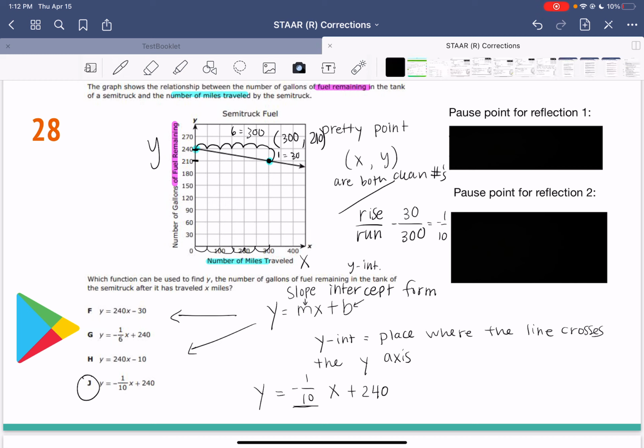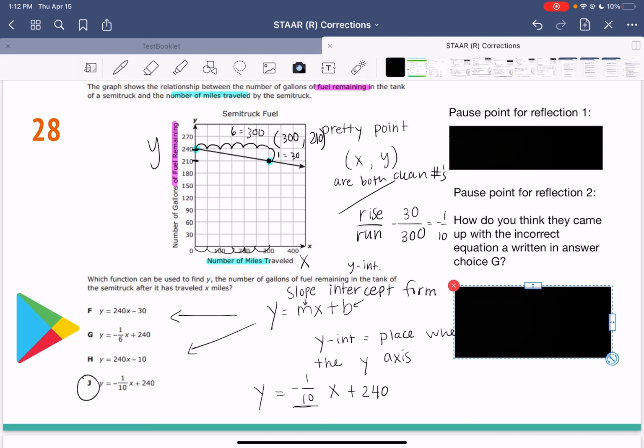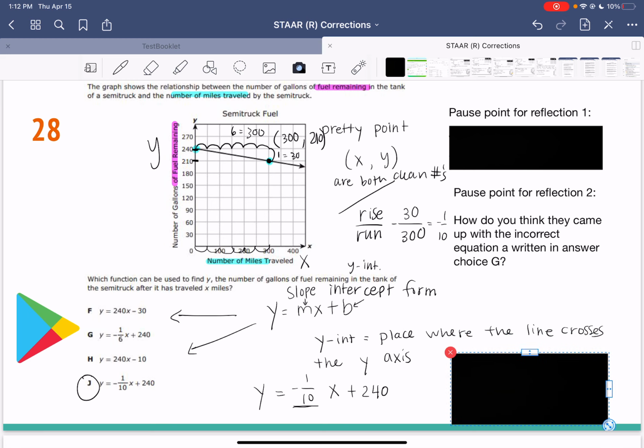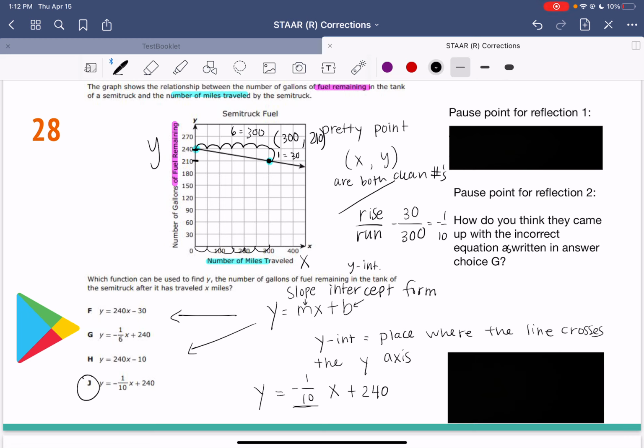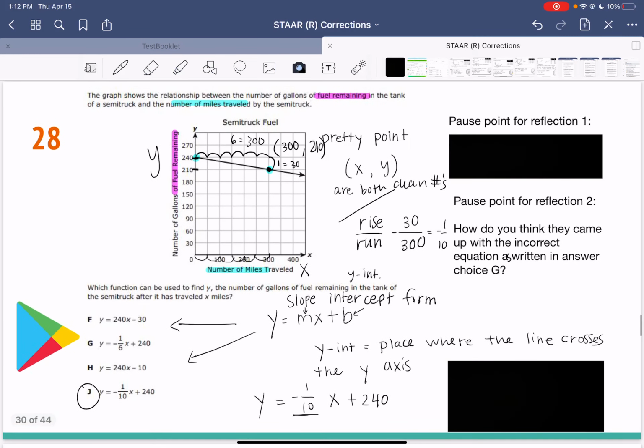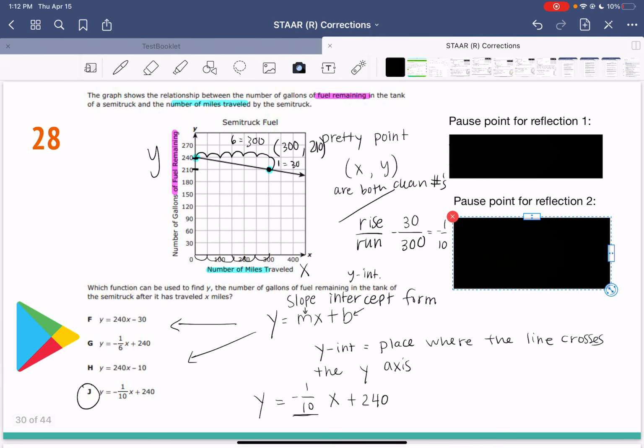So pause point for reflection 2. How do you think they came up with the incorrect equation as written in answer choice G? So that's your question 28.